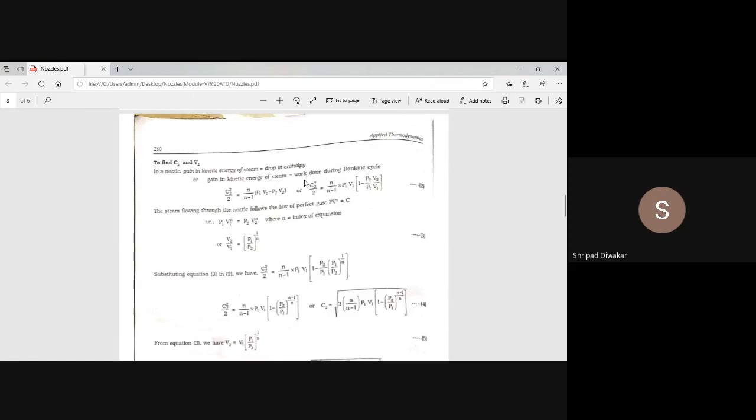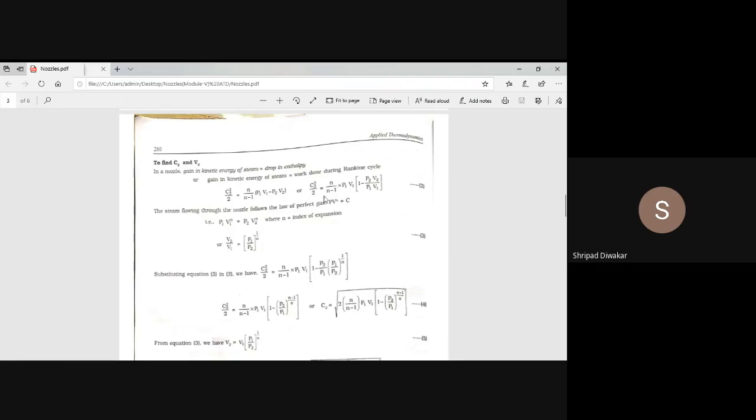So just remember, the drop in enthalpy is nothing but the work done during the polytropic process. So C2 square divided by 2 equals N divided by N minus 1 into P1 V1 minus P2 V2. This is the expression for work done during polytropic process. The left side is the increase in the kinetic energy. So C2 square by 2 equals N divided by N minus 1 into P1 V1 minus P2 V2.